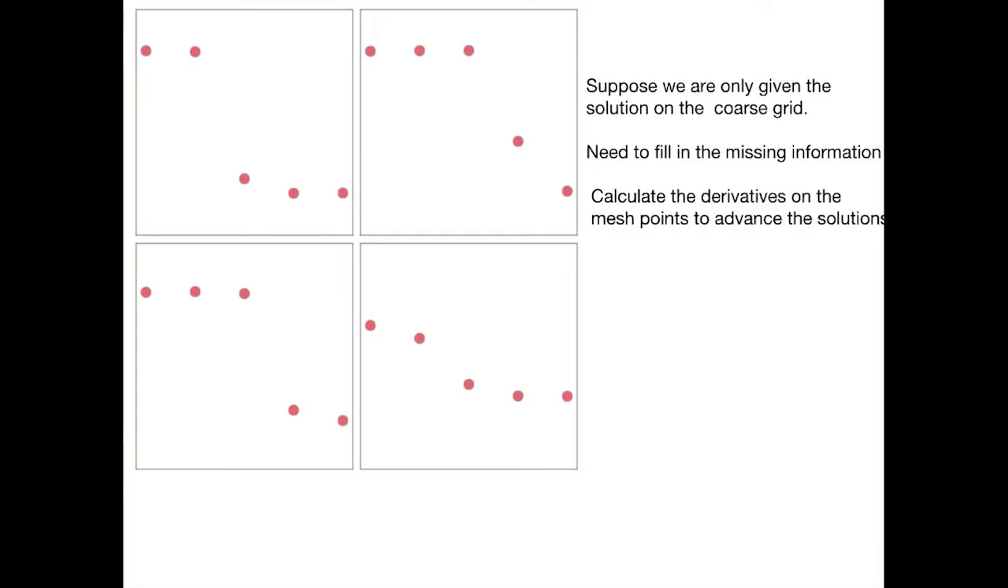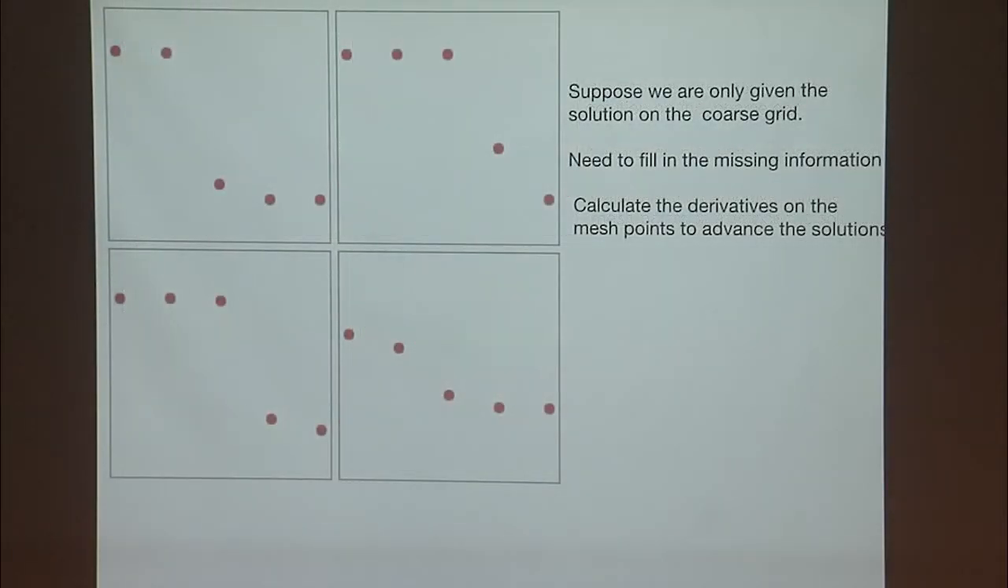Now, in order to advance the PDE, I haven't told you what it is yet, but what you need is the spatial derivatives of the functions at all of these grid points, because the PDE in general relates the time derivative of the function to the various spatial derivatives. So you need to figure out how to calculate the spatial derivatives given these points. How do you do that?